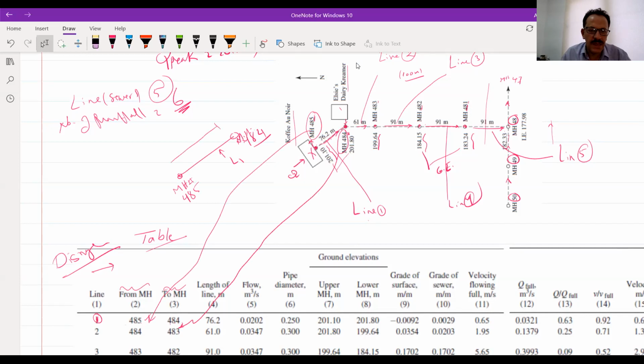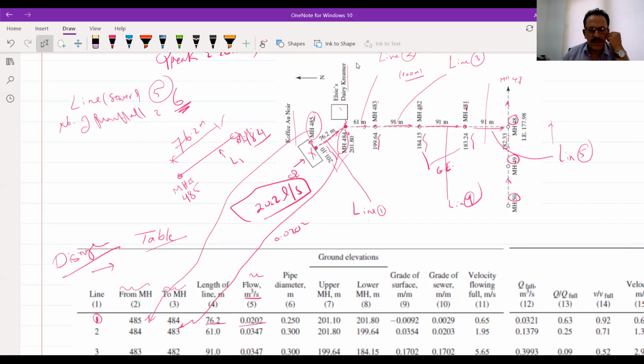Now, what is the length of this pipe? The length of this sewer is about 76.2 meters. So you have to mention it. Now, what is the flow? The flow is given to you. It's 20.2 liters per second. And this should be mentioned here, the flow, and you have to convert it to meter cube per second. So 20.2 divided by 1000, it becomes 0.0202.